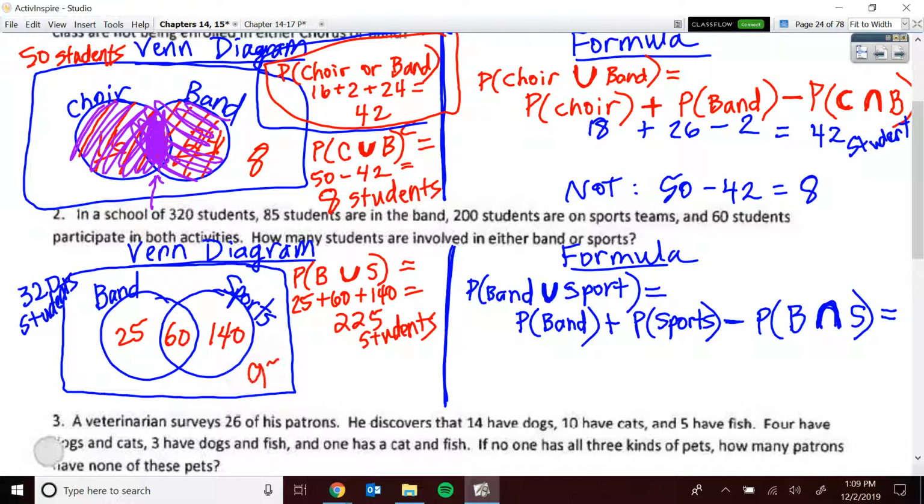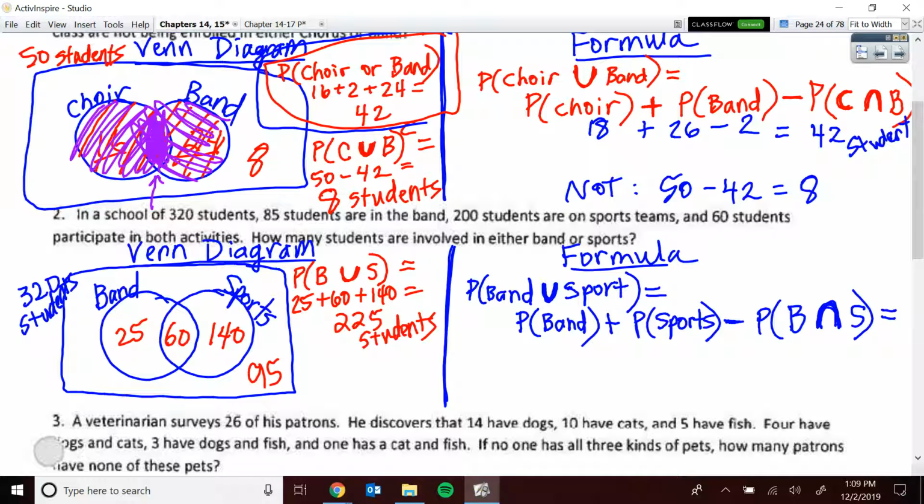If you found the 95 that are on the outside, you did extra work. That's not what it asked for. It asked for how many students are involved in either band or sports. So it just asked for the 2 circles. And also, does the band and sports count as well? Does band and sport? Yes. So it's either or both. Okay. So that was 225.